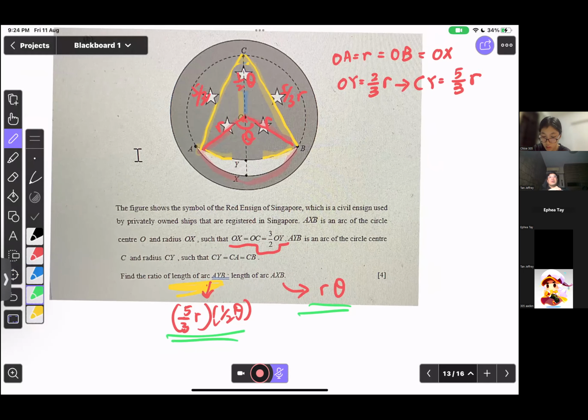We only don't know what theta is, because it will cancel off. The R and the R cancel off, the theta cancels off. So I think the answer turns out to be 5 over 6 is to 1, which is 5 is to 6. Is it correct? Yeah, I got it correct. 5 is to 6. Life is great.